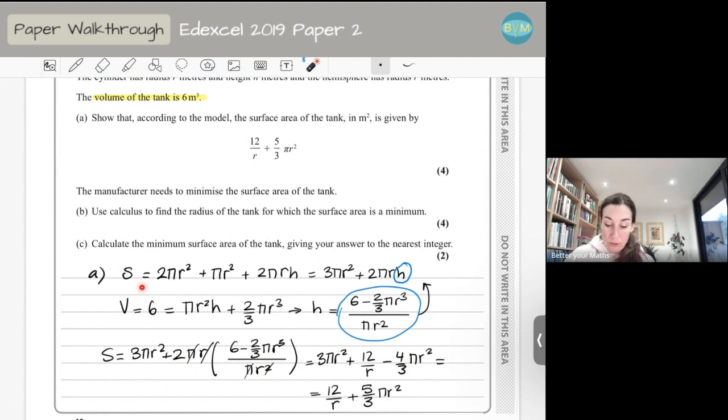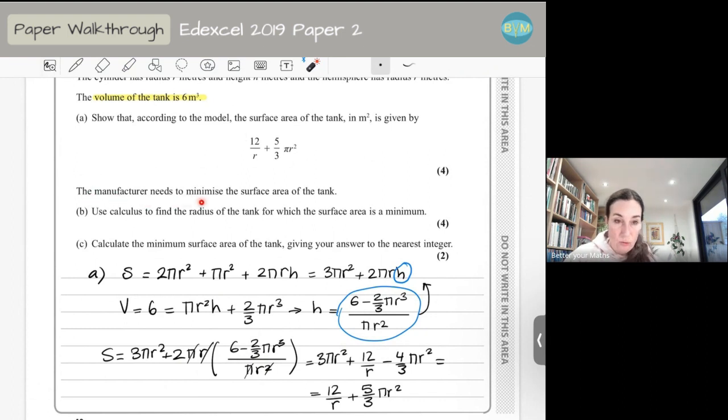I wrote the surface area in terms of r and h. I used the volume value to make h the subject and substitute and eliminate. So now my surface area is just in terms of r. That is what I want. Clear?